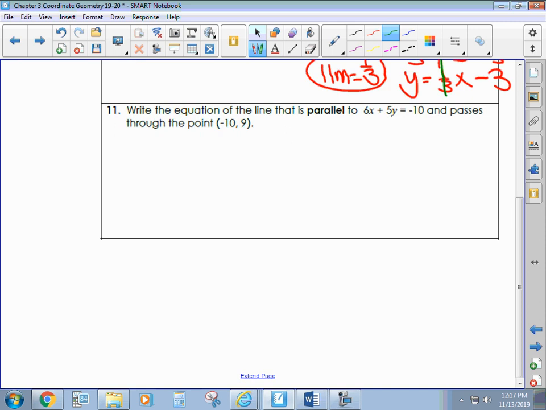You guys try 11? Yes. Stop. Getting my highlighter out. I'm assuming we're going to highlight parallel, the equation, and the point. Go. Why? Because we're struggling to get this to be y equals? Good. Let's do it together.